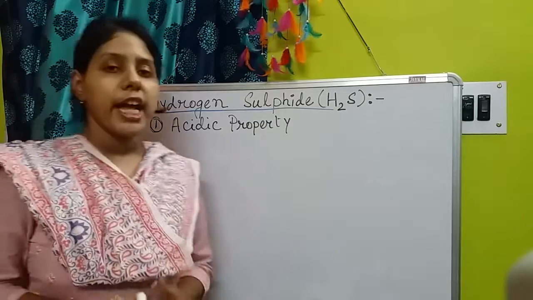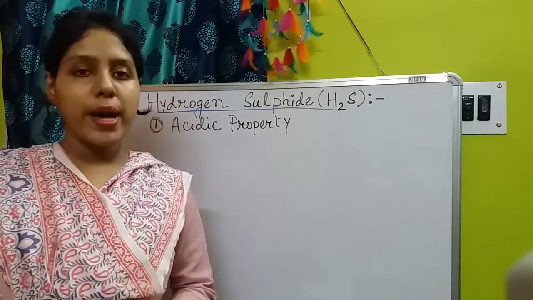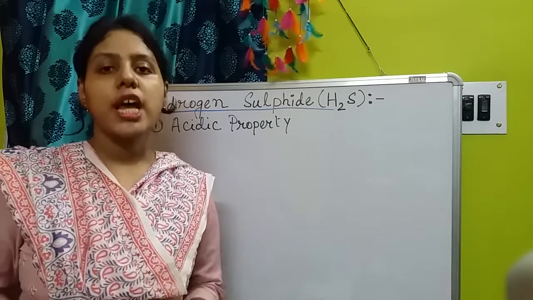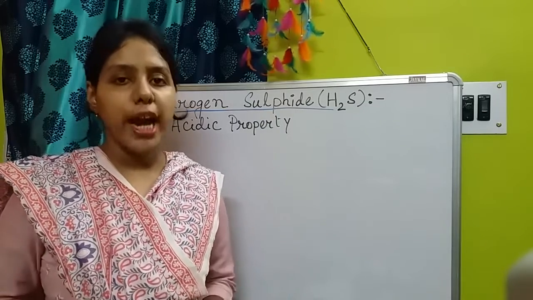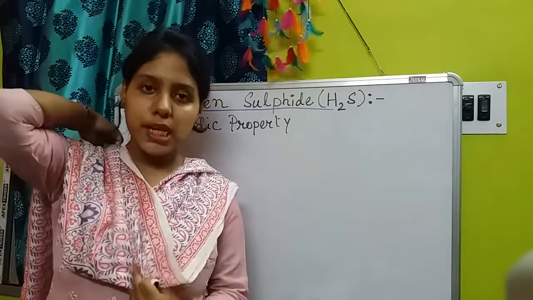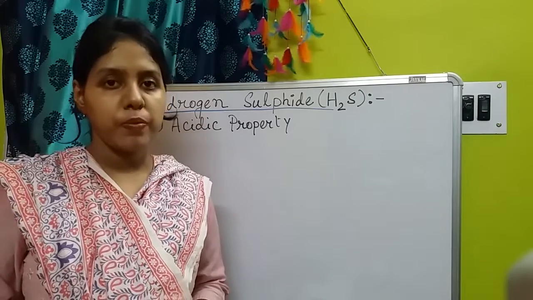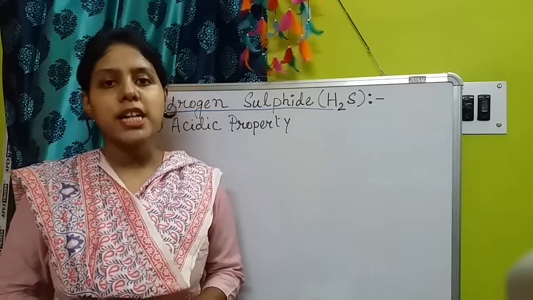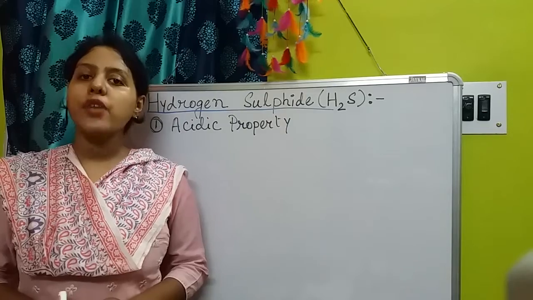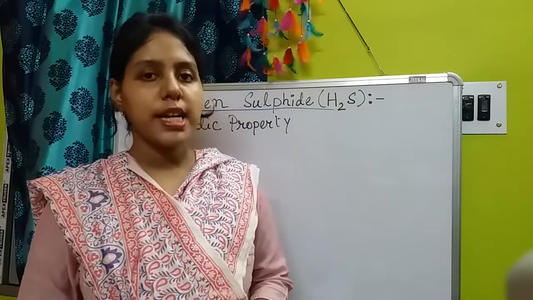If we test the aqueous solution of H2S with the help of a litmus paper, we can see that it will turn the blue litmus paper red. So, what does it mean? It means that the aqueous solution of H2S shows acidic property or acidic character.